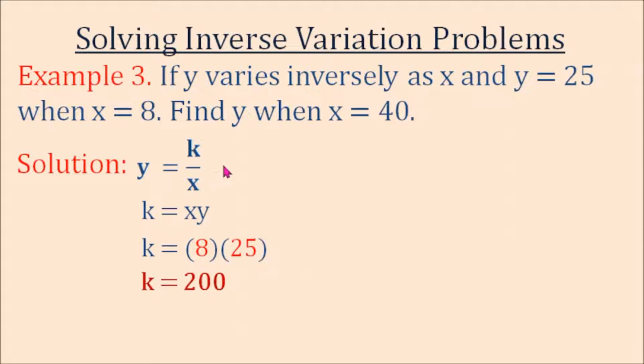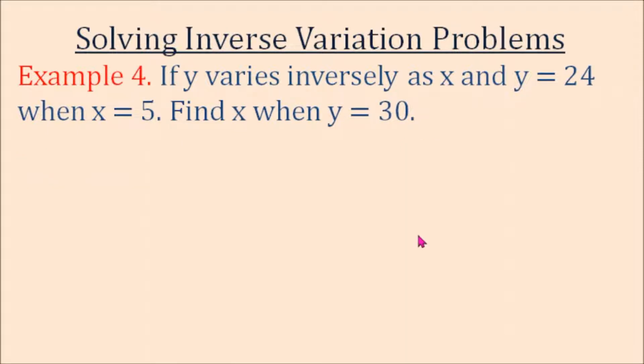Now going back to our original equation, we are going to substitute k with 200 and x with 40. That means y equals 200 over 40, and 200 divided by 40 is 5. So this is our answer, y equals 5.